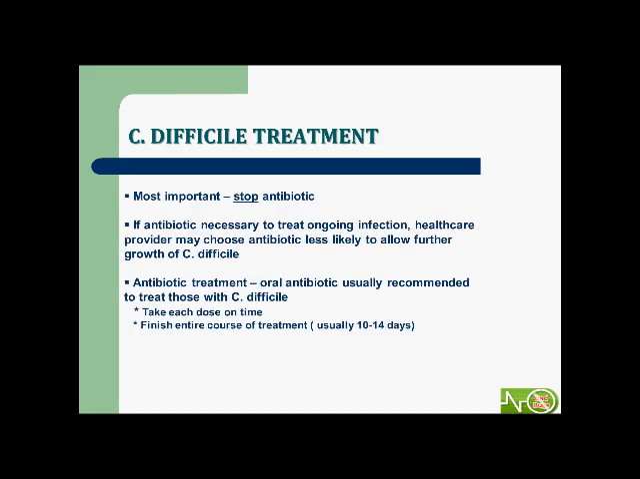Most important thing is to stop antibiotic therapy, not treat quote-unquote UTI with different antibiotic therapies that are very much the key for causing the C. difficile. If antibiotic is necessary, the healthcare provider may choose antibiotics that are less likely to allow C. difficile to propagate. You have to finish the antibiotic course once the PO antibiotic therapy for C. difficile is started, usually 10 to 14 days, but nowadays this treatment is being prolonged also.